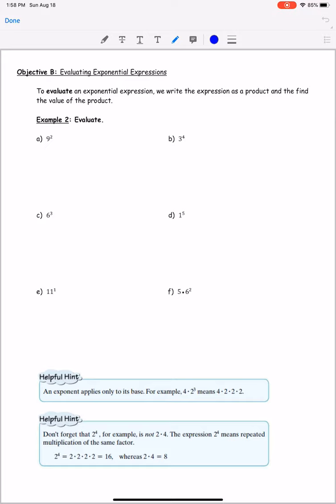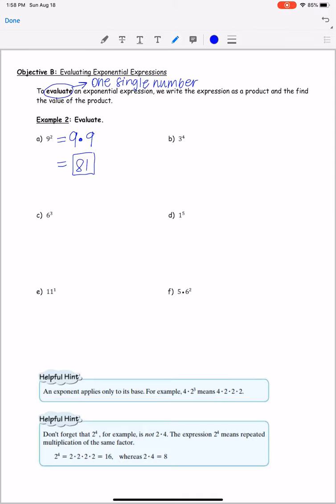So 9 squared, this means my base is 9, and this exponent tells me how many times I have that base. So in this one, you got 2. So we have 9 times 9. When it says to evaluate, what this means is that you need to get to one single number. So 9 times 9 is 81.